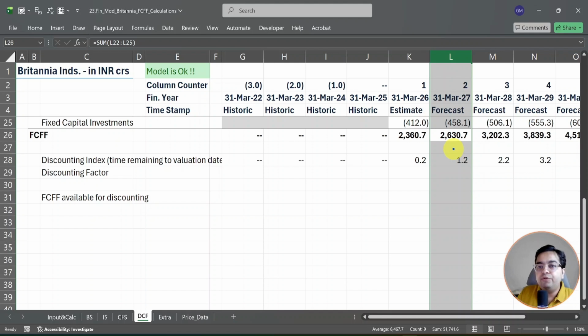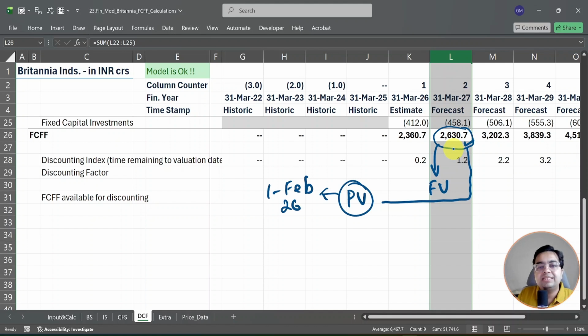Since this is in future value terms, right? So this is my FV. I can say this is FV. But we will have to discount that in present value, which is PV. What is my PV date? That's 1st Feb 26. So this future value needs to be discounted in present value terms.